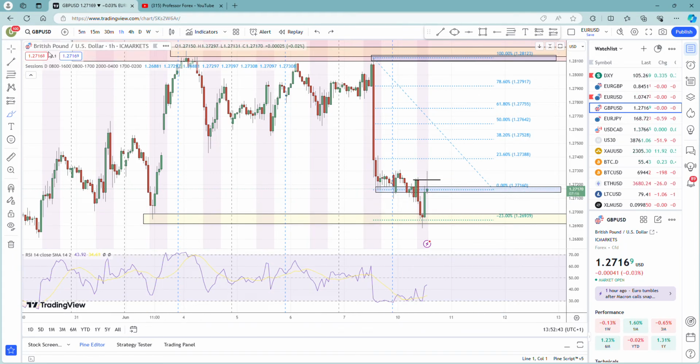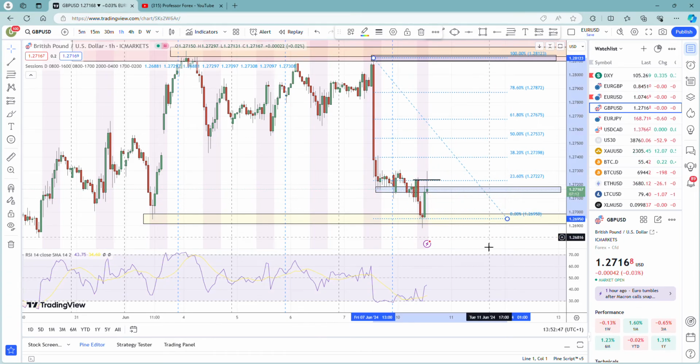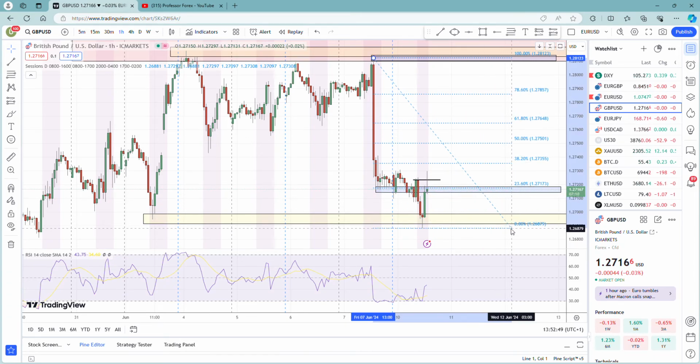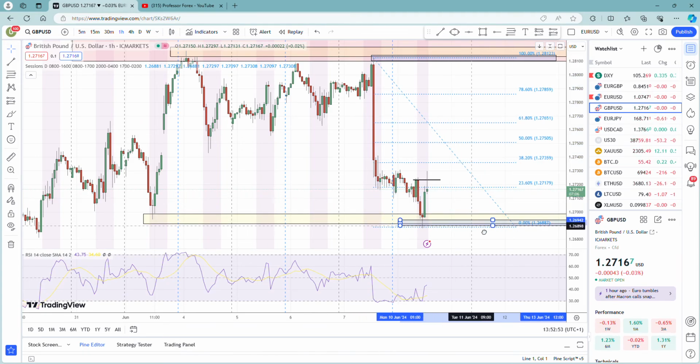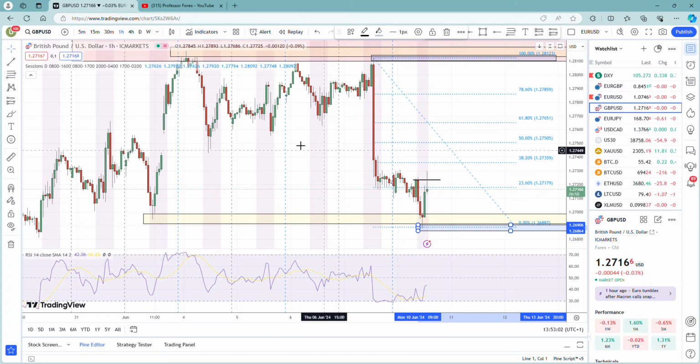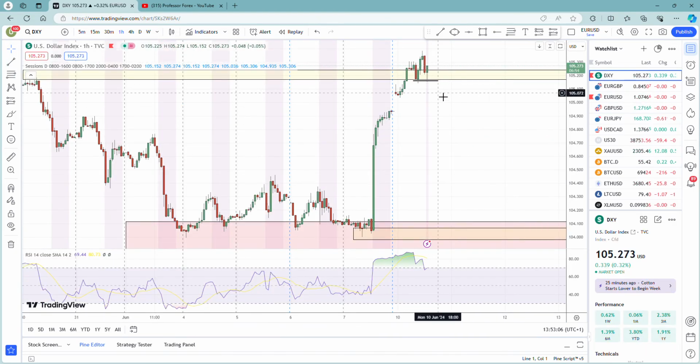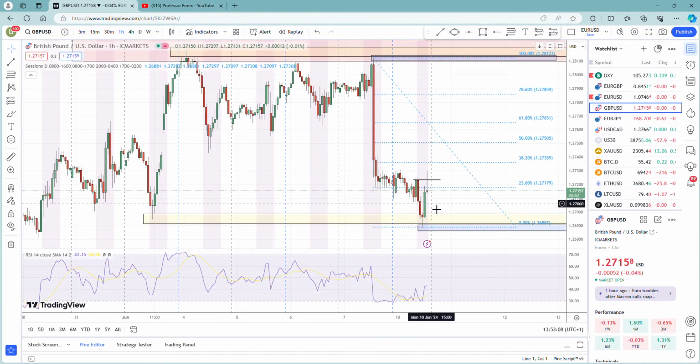Now, because it's made a new lower low, as we did on the EURUSD, this is now your new level here. You could do it to the wick, you could do it to the body. I like to do it to the wick. This is your new H1 level. So we would need to see DXY to be bearish in order for GBPUSD to be a buy trade.